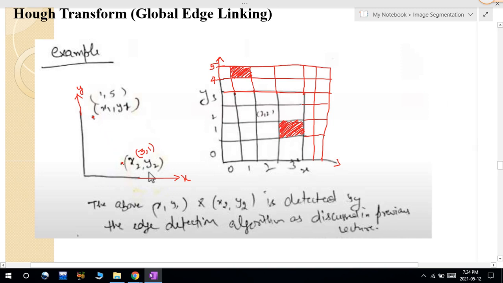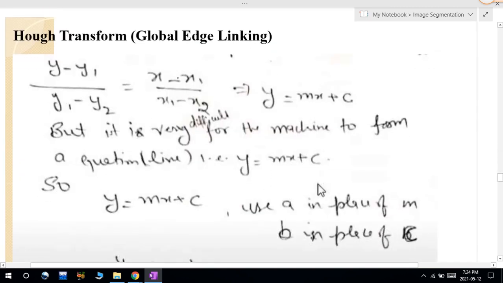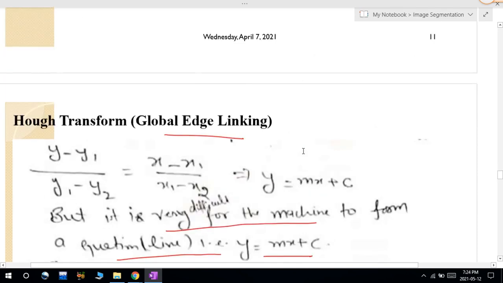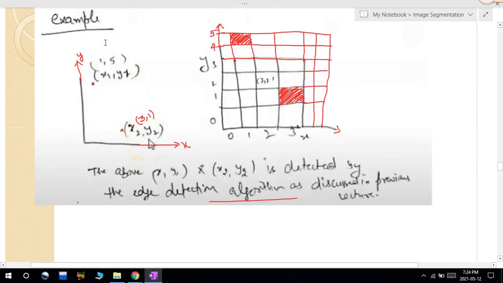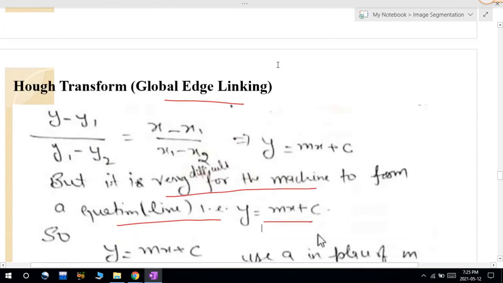In a normal case, I can easily combine them and draw the line. But it is very difficult for the machine to draw this line and find these edges. So for this I will apply the Hough transform, or global edge linking, because it is very difficult for the machine to form the line equation y equal to mx plus c. Even if I have these two edge points, if there is a break, I can easily draw the line, but for the machine it is very difficult. So for that I have to use this process.